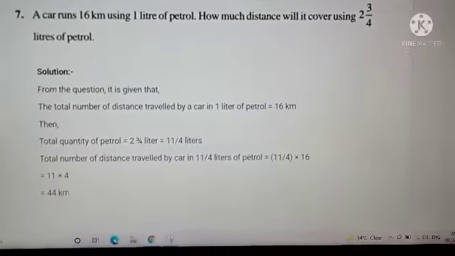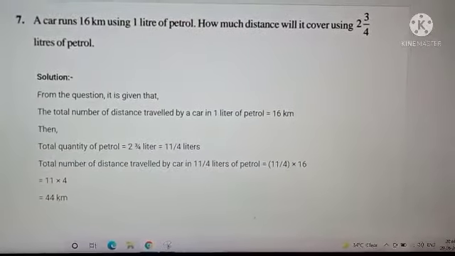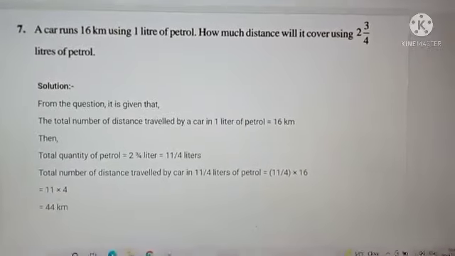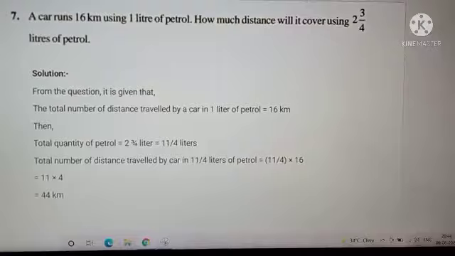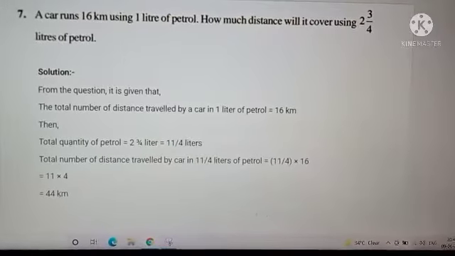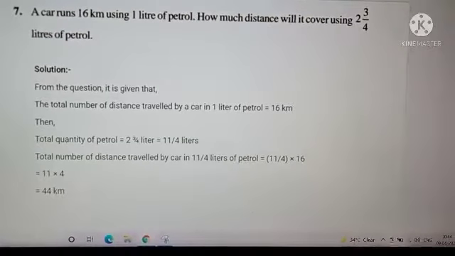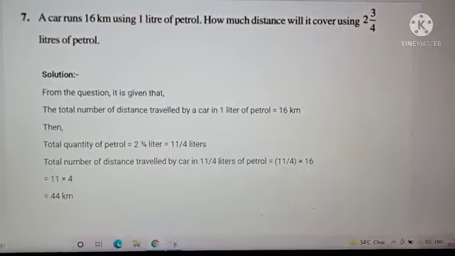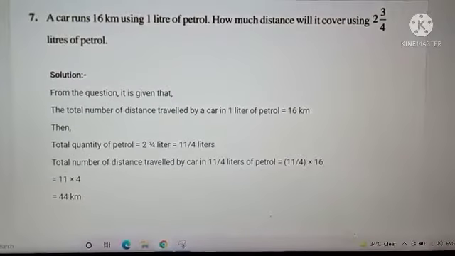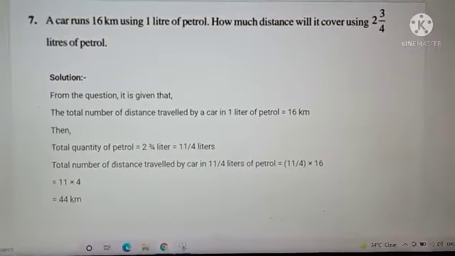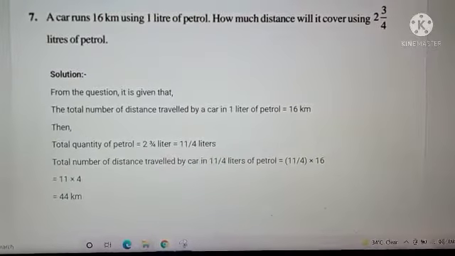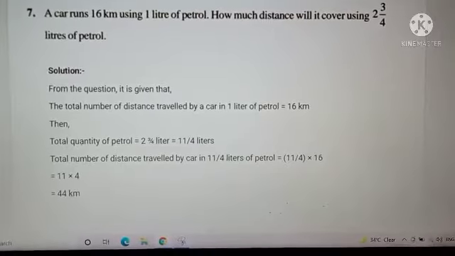A car runs 16 km using 1 liter of petrol. How much distance will it cover using 2 and 3 by 4 liters of petrol? So the total distance travelled by a car in 1 liter of petrol is 16 km. Then total quantity of petrol is 2 and 3 by 4 liter. It is given in the question. 2 and 3 by 4 means 2 into 4, 8. 8 plus 3, 11. 11 by 4 liters.